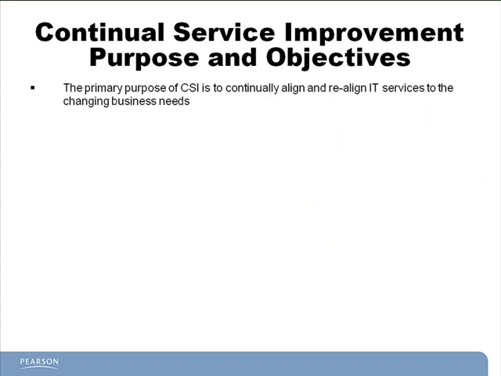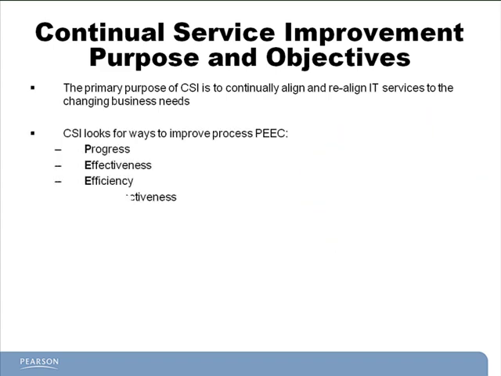CSI looks for ways to improve processes' progress, effectiveness, efficiency, and cost, and those 4 items can be abbreviated as PEAK. It's up to the process owner of each process to improve these 4 things for the process that they own, and they do it under the guidance and direction of CSI. You'll need to know this list.